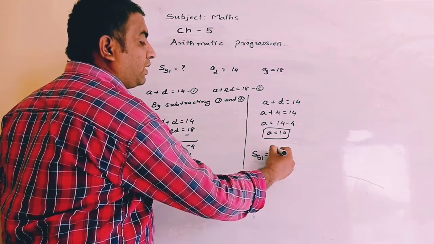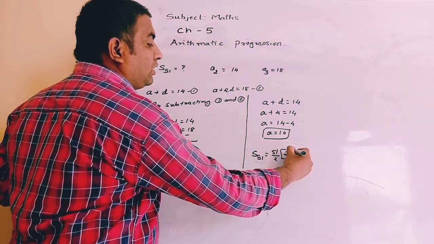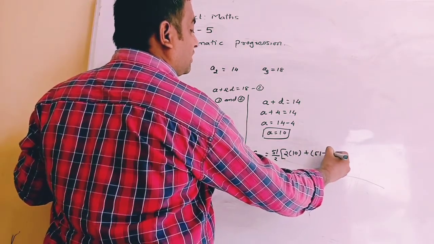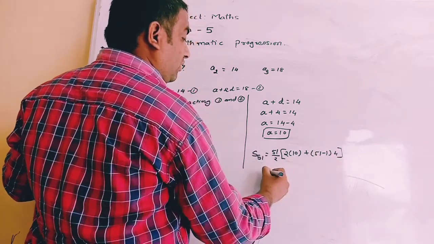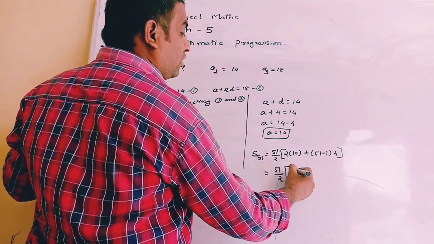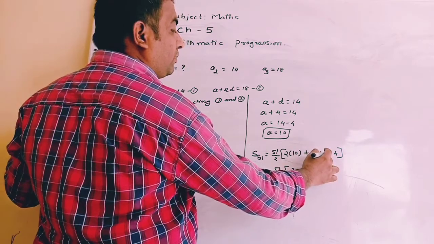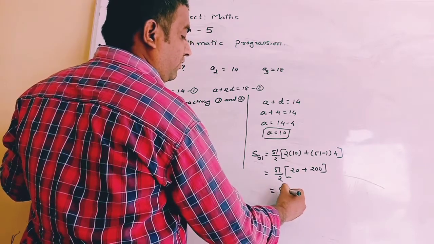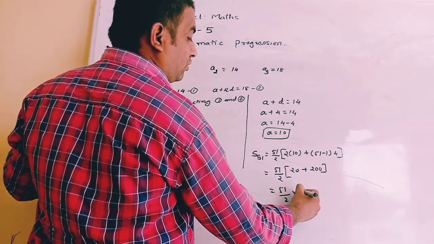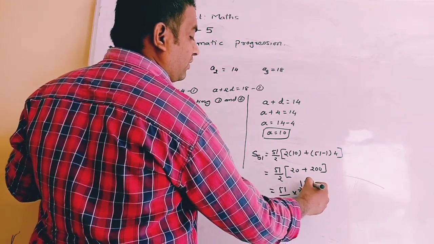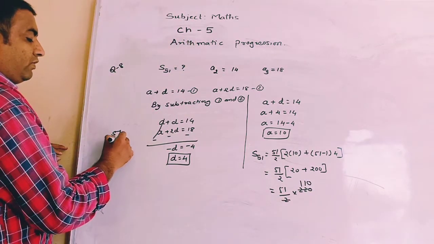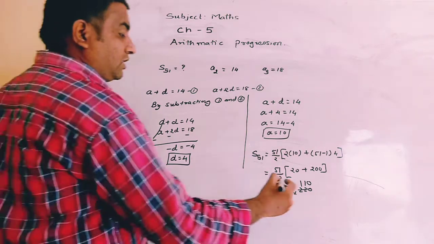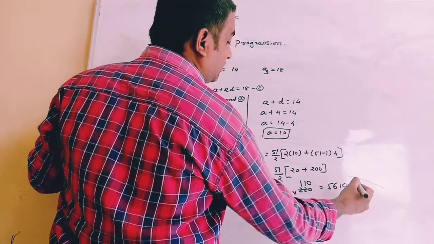S51 equals 51 by 2, into 2A, 2 into 10, plus n minus 1, so 51 minus 1, into D, which is 4. So it will be 51 by 2, 2 10s are 20, 51 minus 1 is 50, 50 4s are 200, and so it will be 51 by 2 into 220. We simplify by 2, then 110, and so 51 into 110, 510, 51, so 165, so it is 5610.